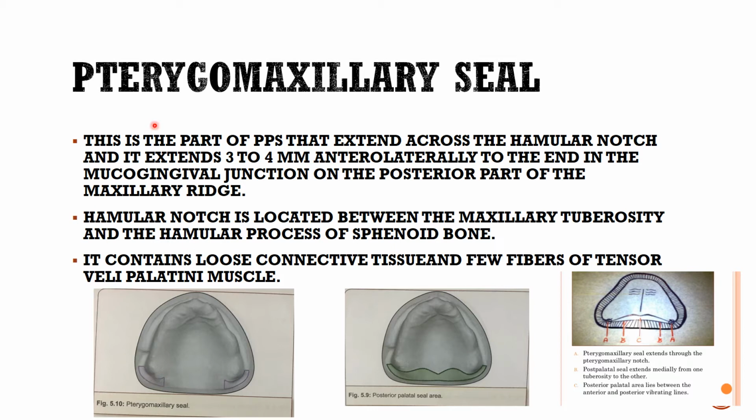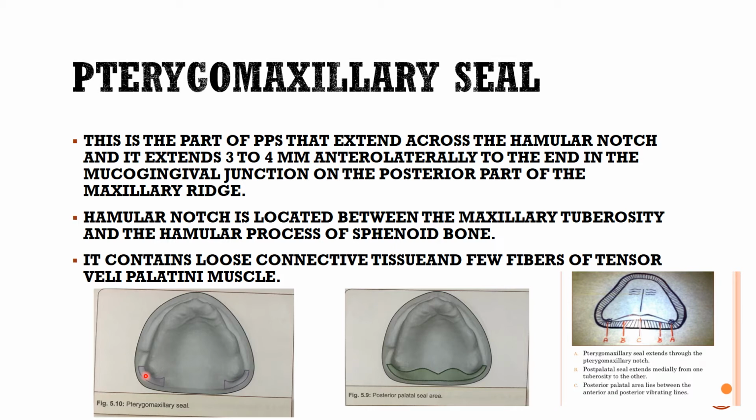So pterygomaxillary seal is the part of PPS. It extends across the hamular notch. So it is extending from the hamular notch and it is extending 3 to 4 mm anterolaterally, that is anteriorly and laterally. So this is medially. So it is extending in front, anteriorly and laterally, to end in the mucogingival junction. So this is your pterygomaxillary seal.